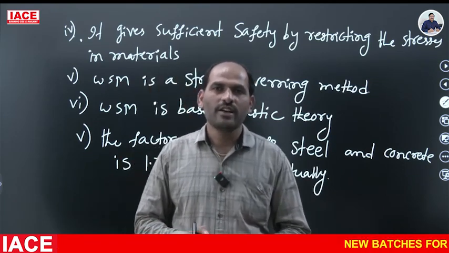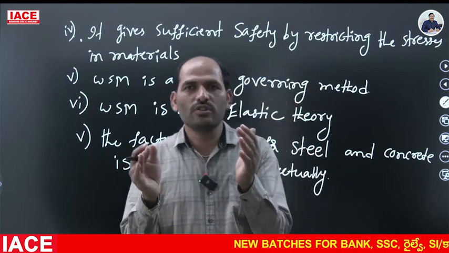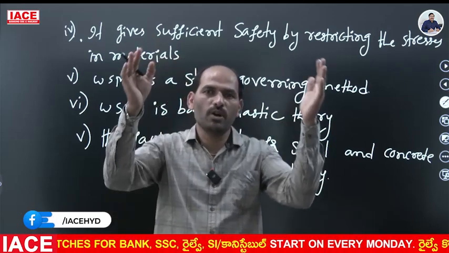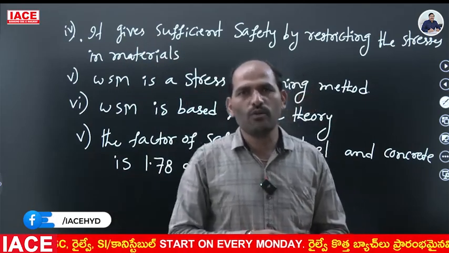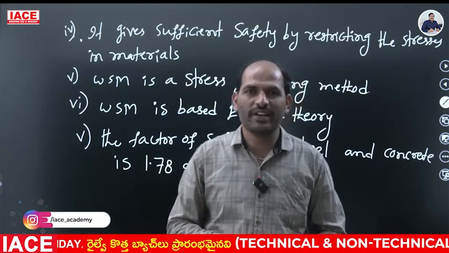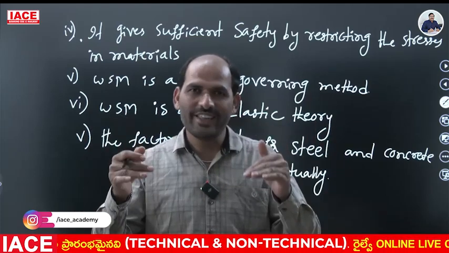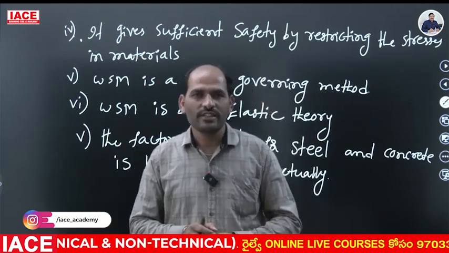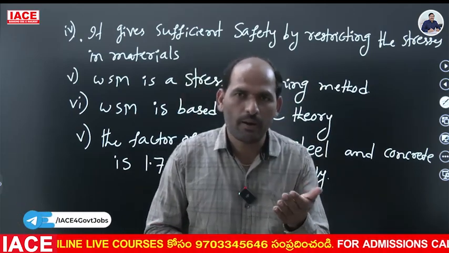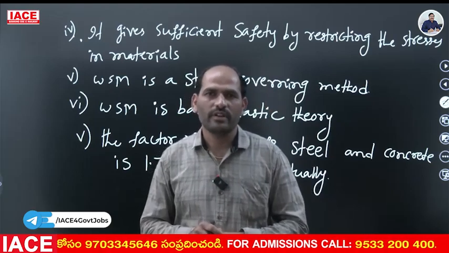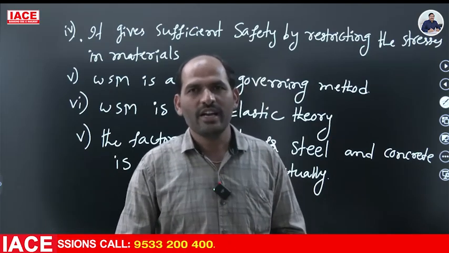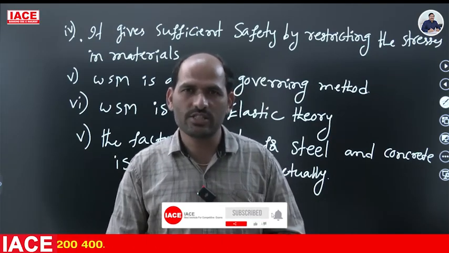Because various concrete members are made in the open atmosphere only, and steel reinforcement is made within the closed portion in the industries only. That's why the factor of safety required for steel is less compared to the concrete. Right, here the factor of safety for steel is 1.78 and for concrete is 3.